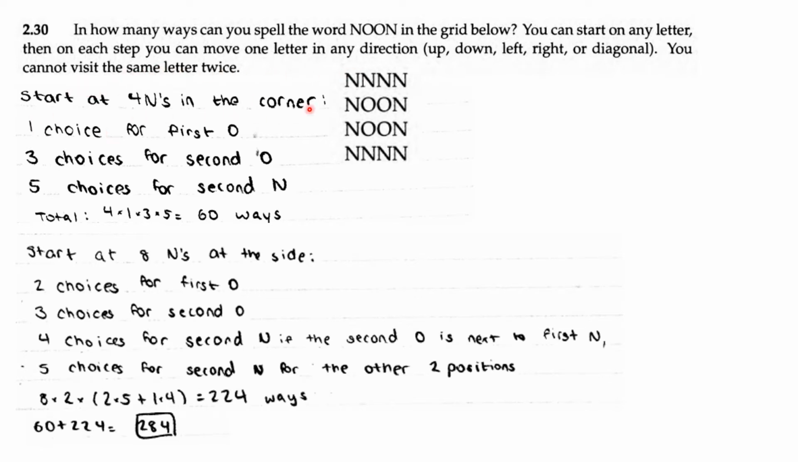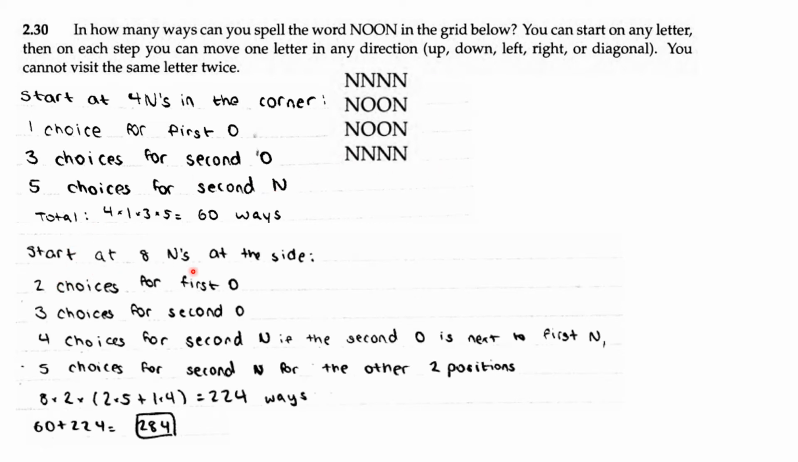So if you start at one of the four Ns in the corner, there's one choice for the first O because it's the diagonal O. There's three choices for the second O because it's the three Os around the first O. And there's five choices for the second N because there's one beside, there's one diagonal over here, and also there. So in total, there's 4 times 1 times 3 times 5, which is 60 ways to start at one of the four Ns in the corner.